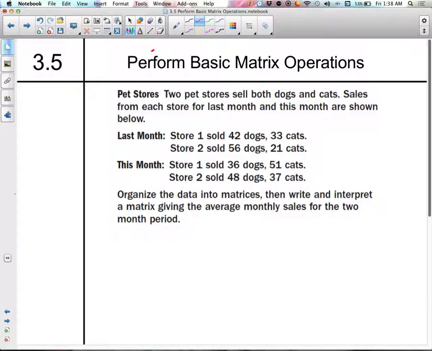Now remember, an average is just a sum of all the numbers divided by your total amount. So keep that in mind as we solve this problem. First thing we want to do is set up two matrices that represent last month and this month. All right. So last month, we'll call that matrix A.